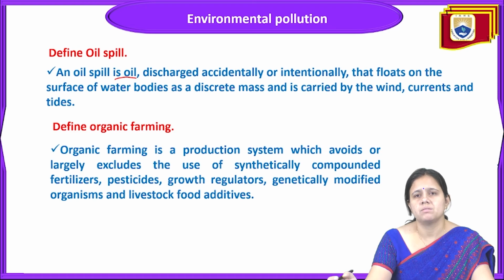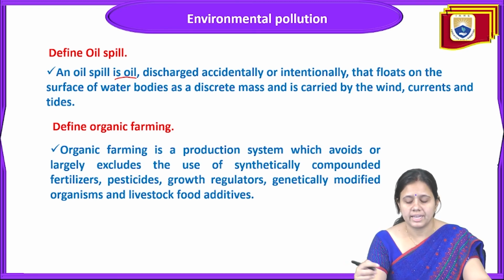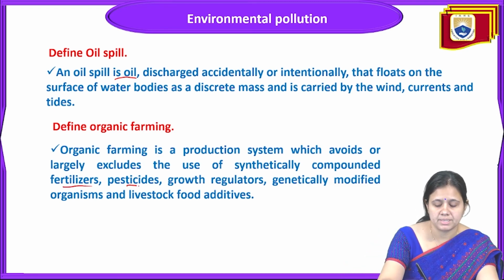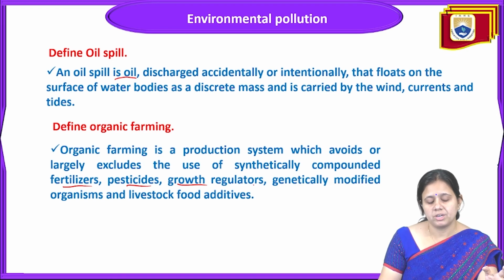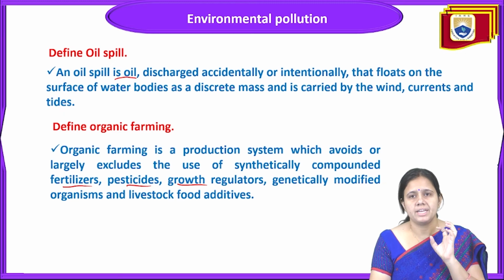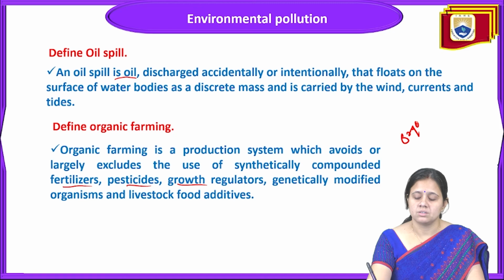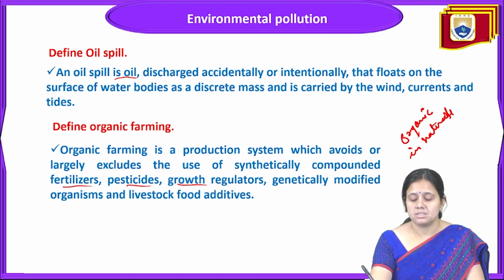Next point is to define the term organic farming. Organic farming is a production system which avoids or largely excludes the use of synthetic compounds like fertilizers, pesticides, growth regulators, genetically modified organisms and livestock feed additives. It means organic farming is totally organic in nature. Organic in nature means no chemicals are involved.